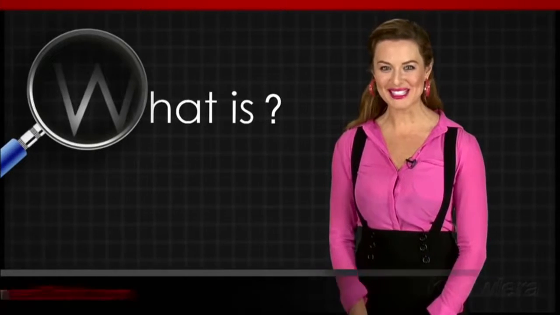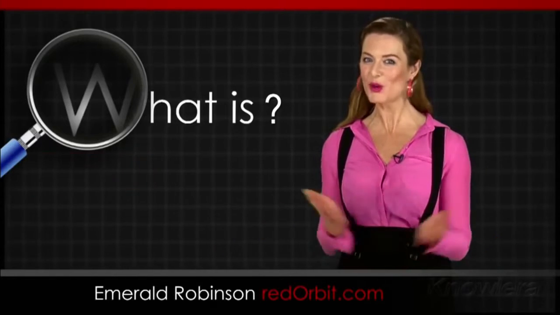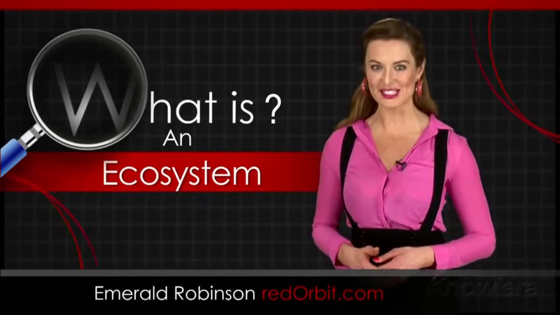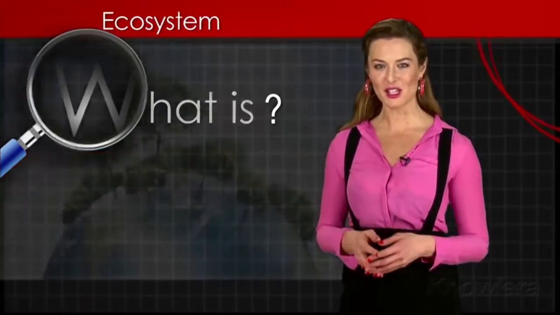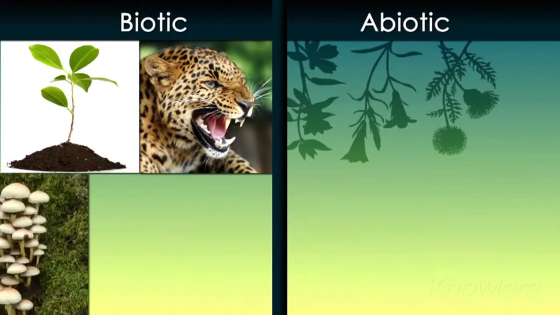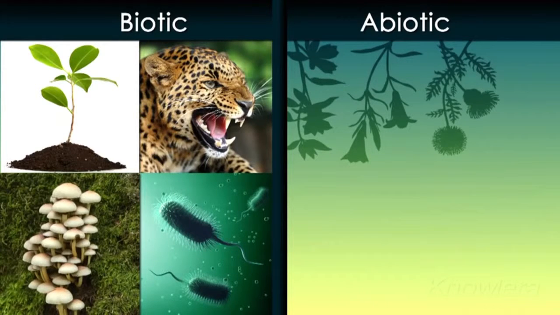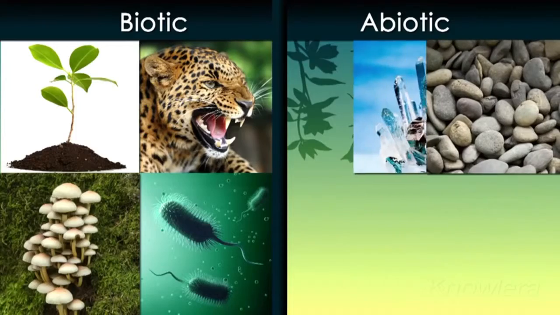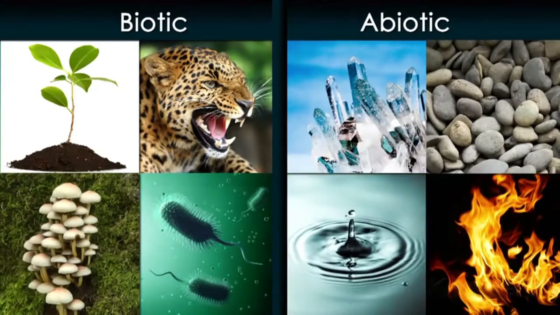Hi, I'm Emerald Robinson, and in this What Is video, we're going to investigate Earth's ecosystems. An ecosystem is a community of living things interacting with the non-living parts of their environment. There are two primary parts of an ecosystem. The biotic part is made of all the living things like plants and animals, fungi, and bacteria and viruses. The abiotic part is made up of non-living things like rocks and minerals, water, and energy.